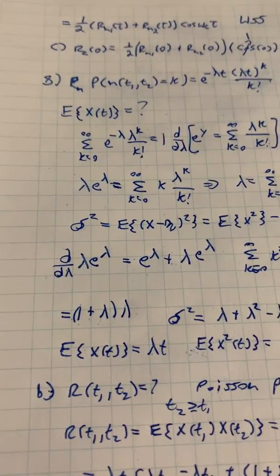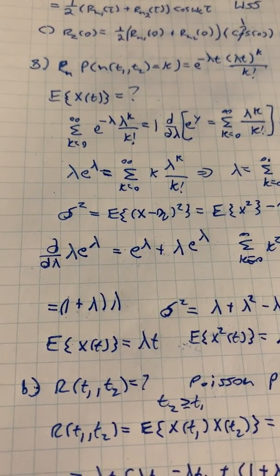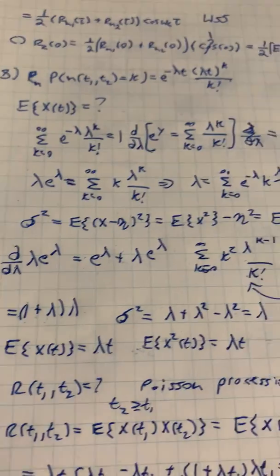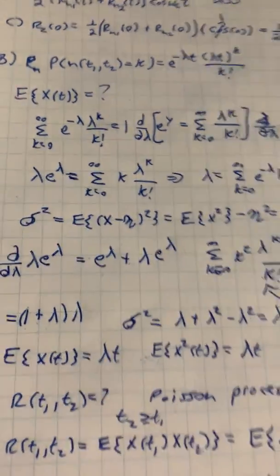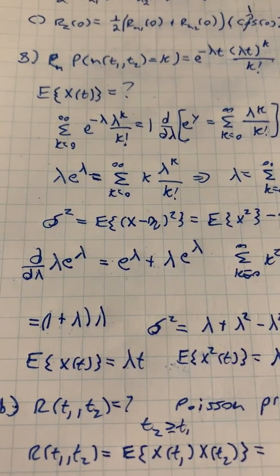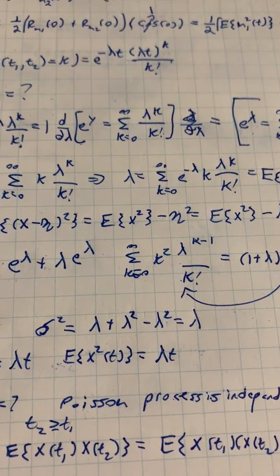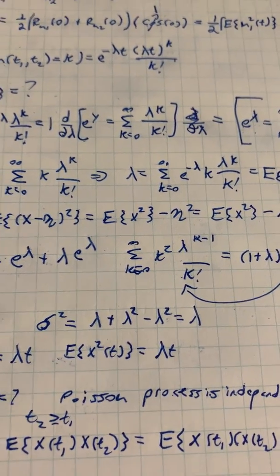So to get the t back in there, we basically just multiply it by t due to the multiplicative property, since it's independent, and we get the expected value of x of t is lambda t, and the variance is lambda t as well.